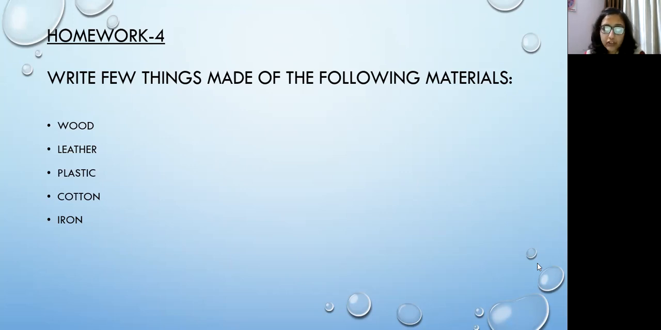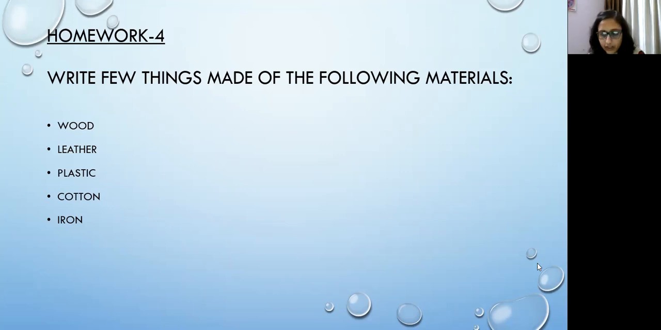Okay, so how will you do this question? Suppose we are talking about wood. Wood is a material. Now you have to name the objects which are made using this wood. So you will make a tabular form, a table-like structure. Divide it into 2 columns. In the first column you can write these materials, and in the second column you are going to write things or objects.